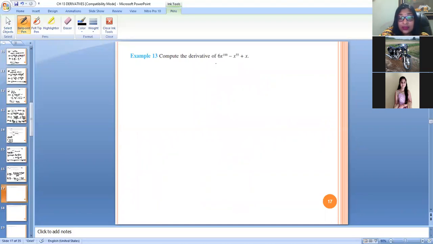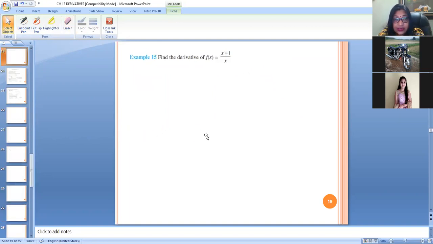Now, the next example is: compute the derivative of 6x^100 minus x^55 plus x. Okay, just let me check which questions I haven't taken.